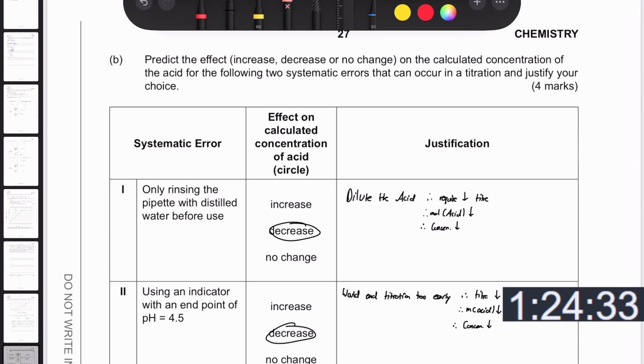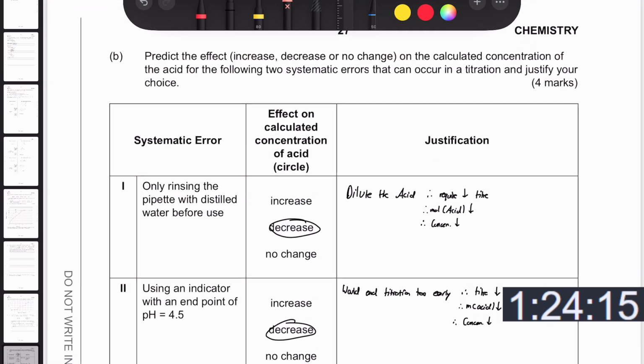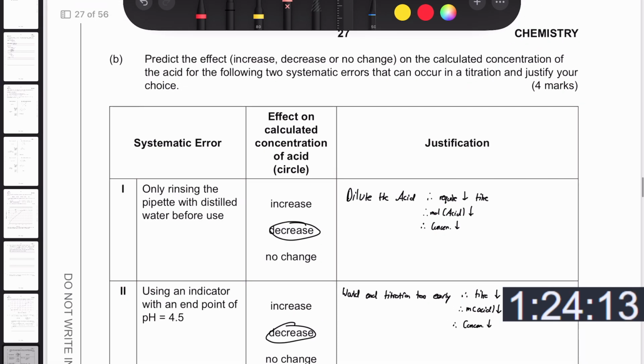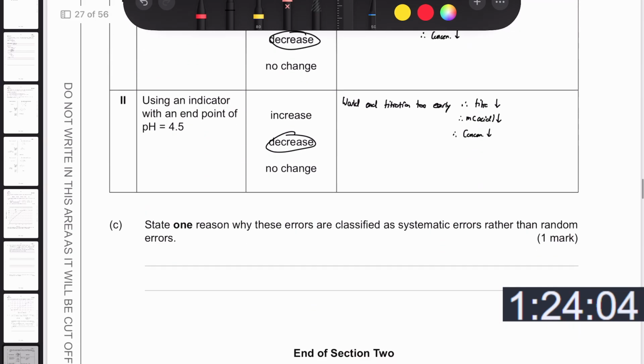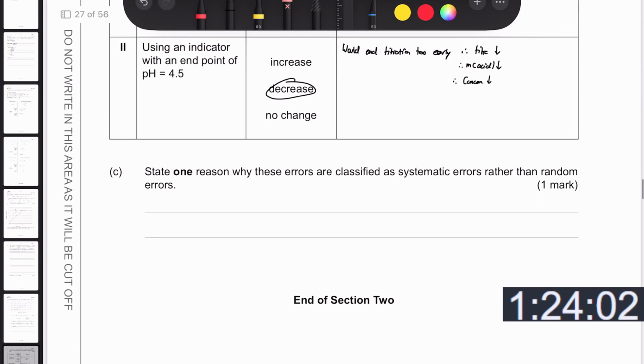Only rinsing the pipette with distilled water before use. So yeah, you would dilute the acid, which then would require less titer. So when you think there's less acid than there is, the concentration would decrease. Dilute the acid. Yes, okay, state one reason why these errors are classified as systematic rather than random errors.